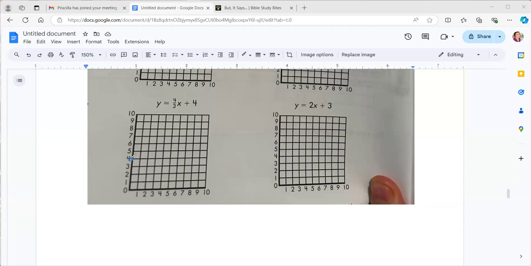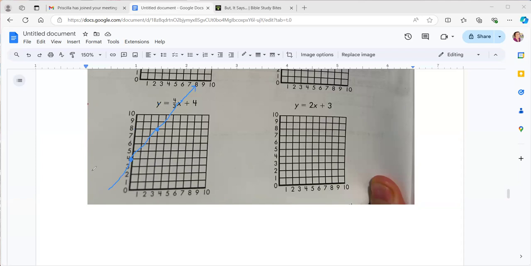Okay, we start at 4. And then we rise 4. That'll bring us to 8. And we run 3. That'll bring us to 3 on the x. So that's our next point. And I ran out of room on my graph already. But I'm going to be up to 12, right up here on the 12. But then I have to run 3. So that'll bring me over to the 6. So 12, 6 is my second point over here, if my graph were extended. Okay, see how that works?